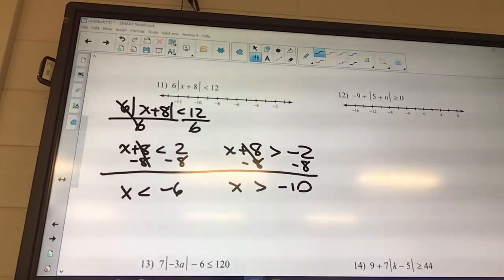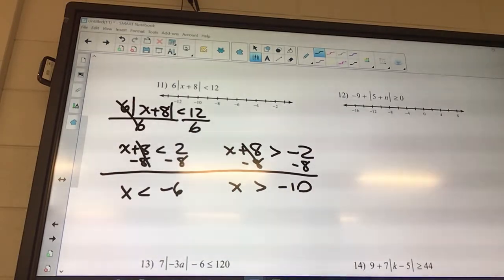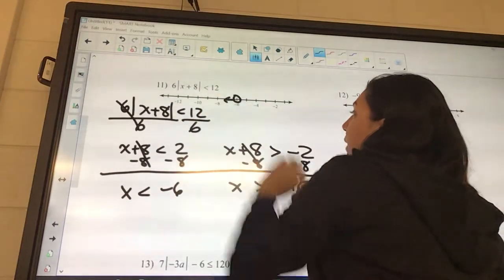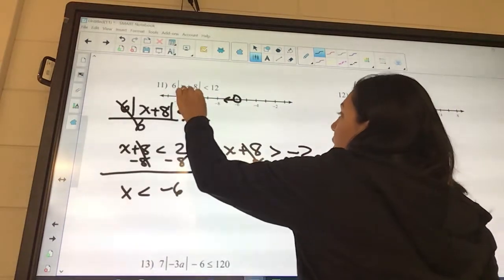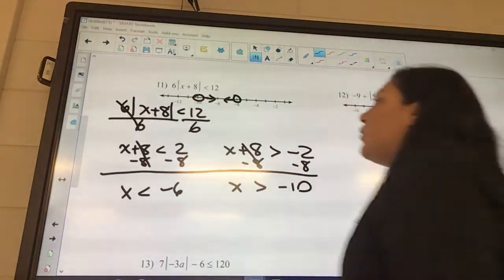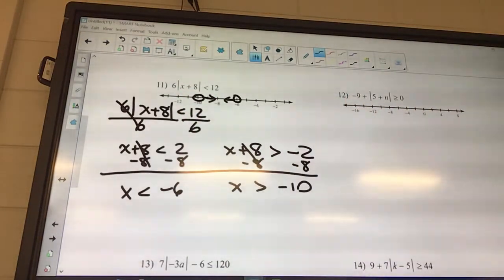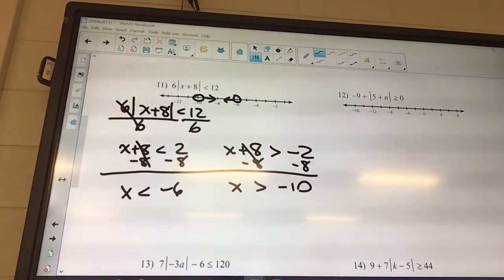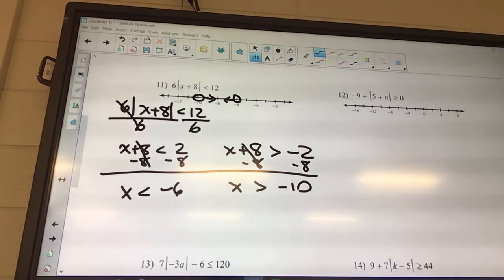Okay, on the 6, it's gonna be open. X is smaller than, so we're gonna go to the left. The 10 is gonna be open. It says X is greater than, so it's gonna go to the right. Is this an and or an or? Yeah, it's gonna be an and. Right.